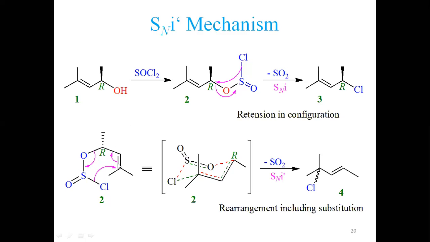This bond is breaking and making a new bond here. You see from the asymmetric center, this bond is cleaving, and a new bond is forming, but not at the asymmetric center; a double bond is formed. So here rearrangement and substitution both are taking place. Here only substitution takes place. So for your clarity, I have presented in this structure that the SNi mechanism is followed.